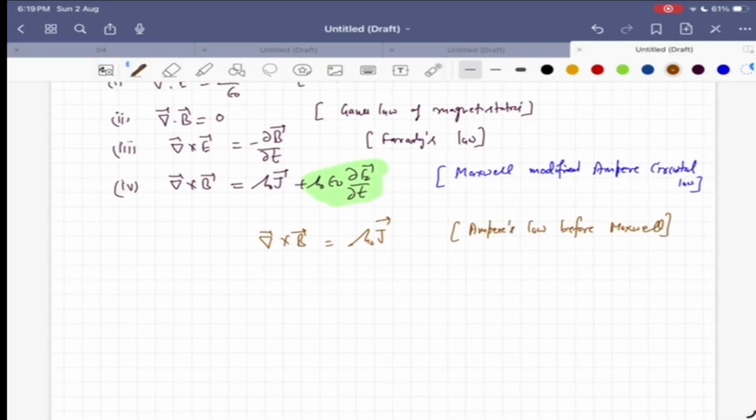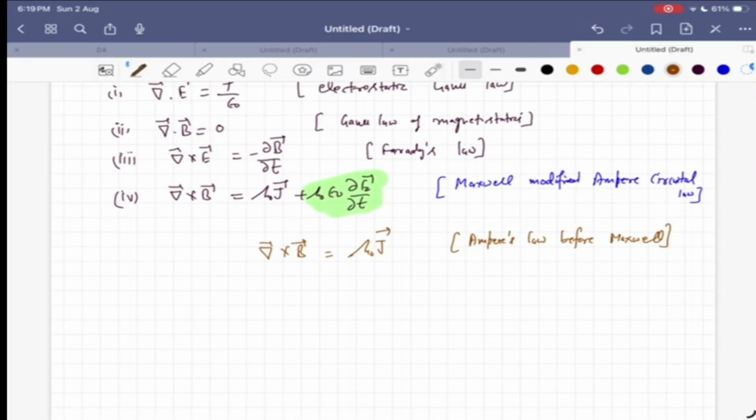So now the question comes: how did Maxwell fix Ampere's law by modifying it by a term? And how did he know that there has to be an extra term which has to be added in the Ampère-Circuital law? His argument was quite mathematical. If we clearly see equation 3 from above, which is del cross E equals minus del B by del T, you take the divergence of it.